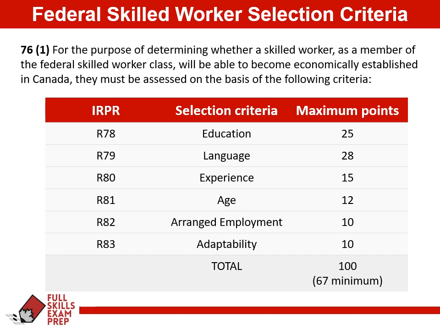So when you're looking at Regulation 76, you have the points. So a general outline of the points requirement for the Federal Skilled Worker Program. Okay, now these points, of course, are used to determine how well a person will be able to become economically established in Canada.